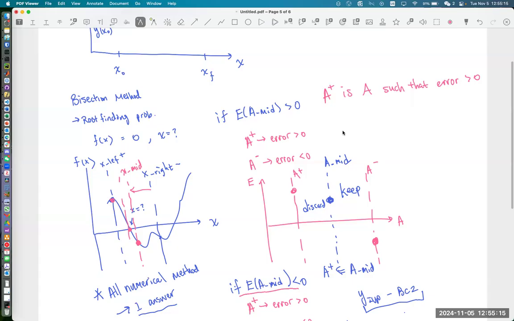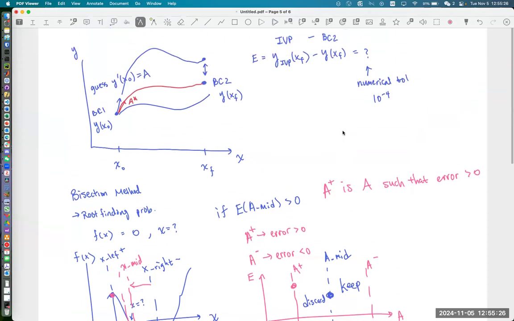Investigate the first derivative at the time. Yes. For this particular type of problem.